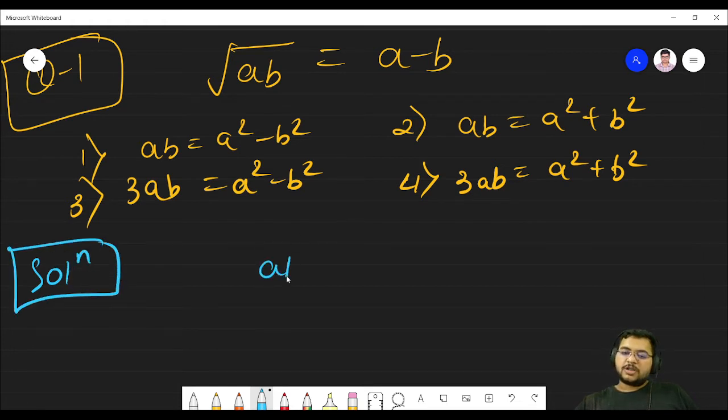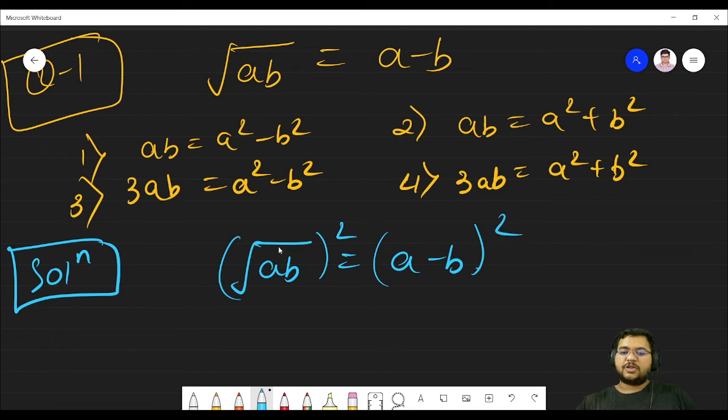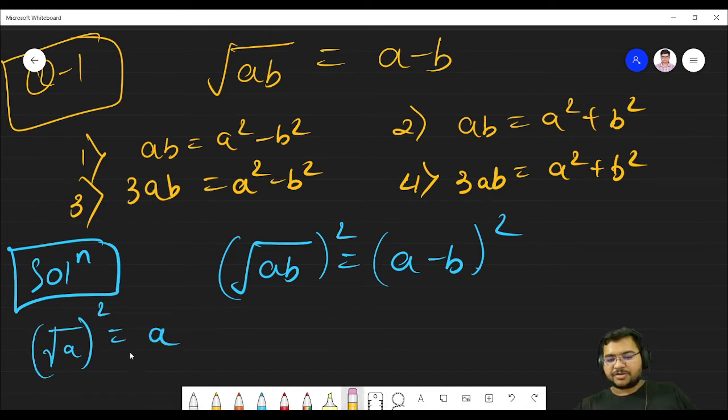Now see here, root of ab equals a minus b. Okay, so the first thing we have to see here is that in the options we are not having a root. That means it is giving us a hint that we have to remove the root. And how can we remove the root? By doing a square. So we will square the whole equation on both sides. As you square a root, it will get cancelled out and it will give us the answer which is inside the root.